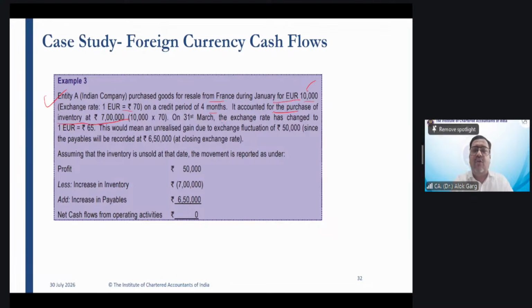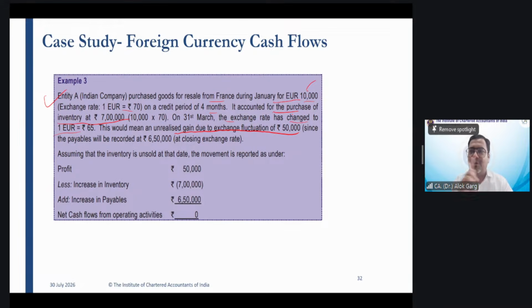On 31st March, the exchange rate has changed to 1 euro equal to 65 rupee. While this inventory remains, the payment to supplier was there in the closing balance also, and the euro exchange rate changed to 65 rupee. This means an unrealized gain due to exchange fluctuation of 50,000 rupees. You passed an entry, inventory account debit to foreign supplier account 7 lakh rupee. Now you're restating at 6.5 lakh rupee. So you will debit foreign supplier by 50,000, credit P&L, not inventory.